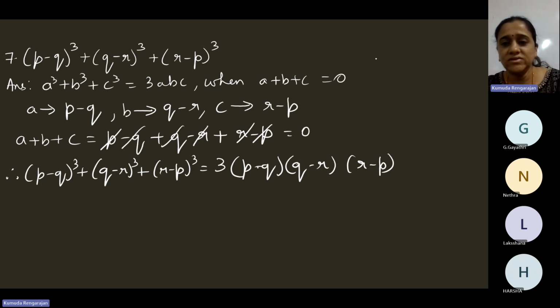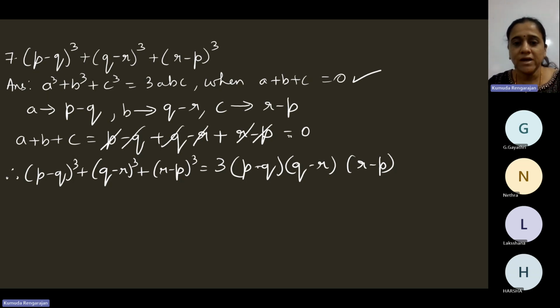Correct? So first is to write the identity. The identity has a condition attached to it. So we need to first verify the condition. A is P minus Q from the question, B is Q minus R from the question, and C is R minus P from the question. So we need to check if A plus B plus C is 0. So that's what we have done here.